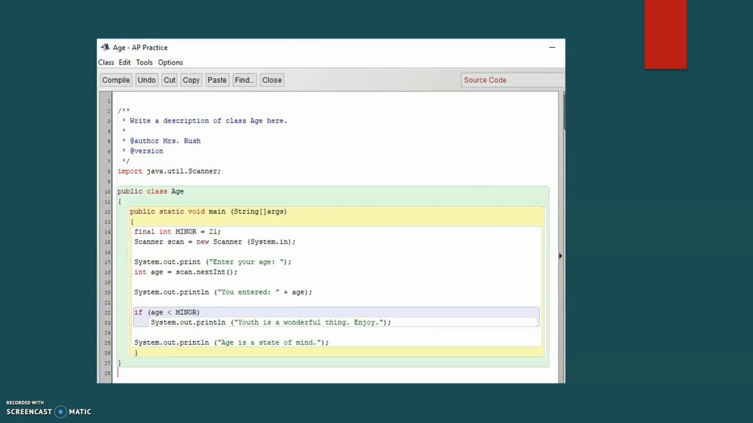Let's look at an example. This example reads the age of the user and decides which sentence to print based on the age that is entered. The age program echoes the age value that is entered in all cases. If the age is less than the value of the constant minor, the statement about youth is printed. If the age is equal to or greater than the value of minor, the println statement is skipped. In either case, the final sentence about age being a state of mind is printed.